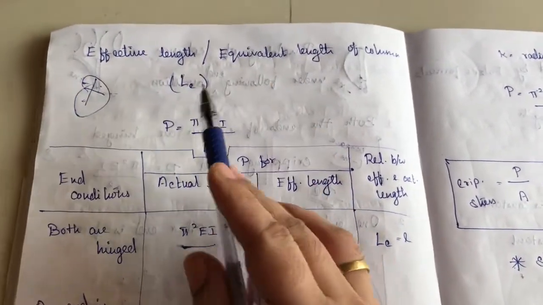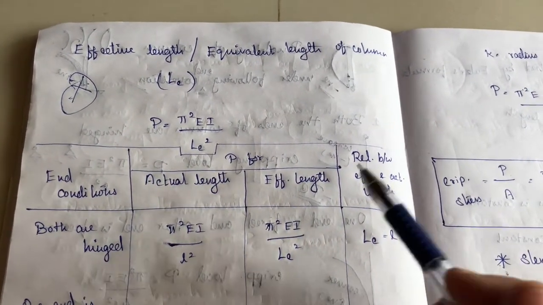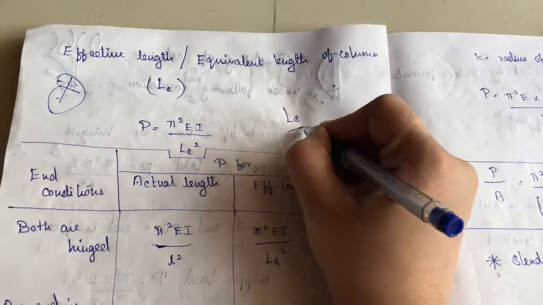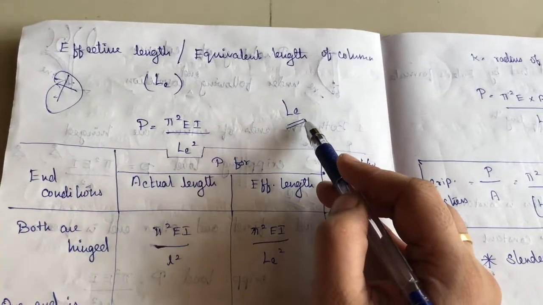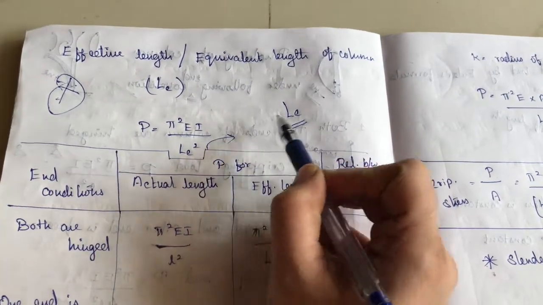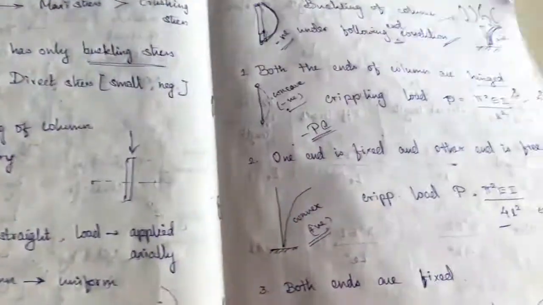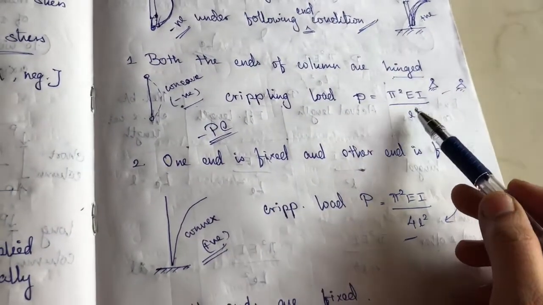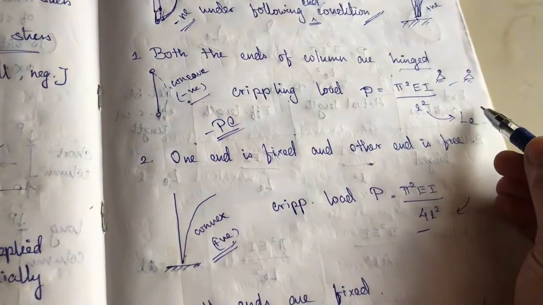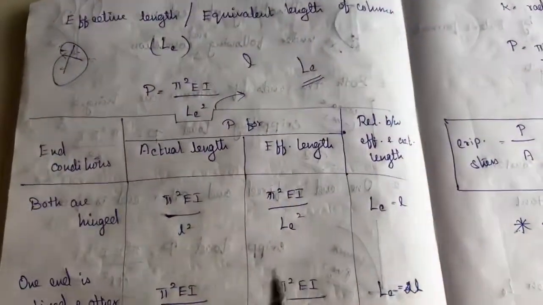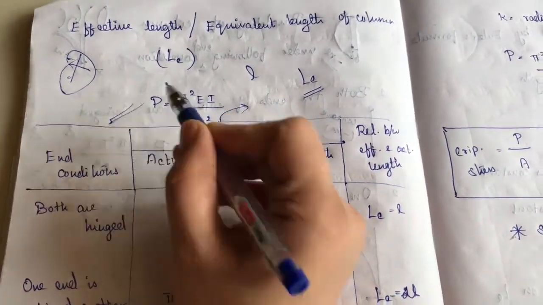Next one, this is an important one. What is effective length or equivalent length of the column? Which is nothing but LE. So the effective length is denoted as LE. We just need to replace L with LE. So usually the formula will be pi square EI by L square. So instead of L, we need to replace it with LE square. Okay. So here you can see pi square EI by LE square. This is a common formula.